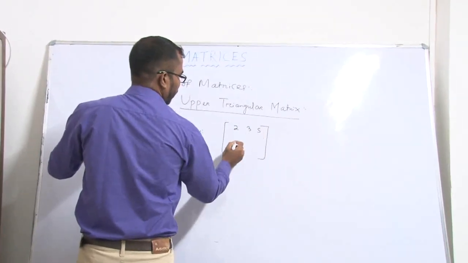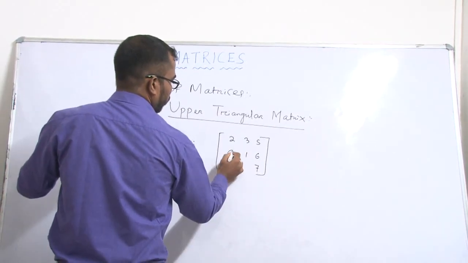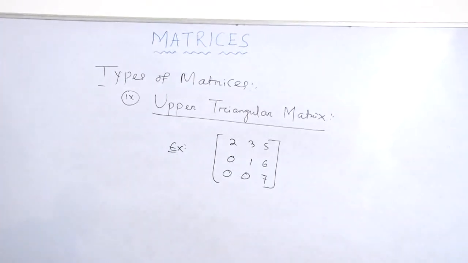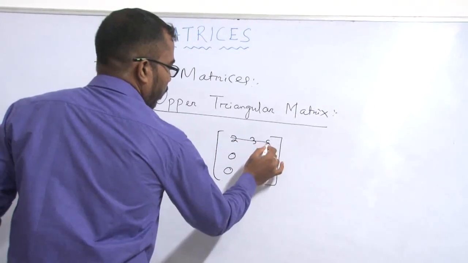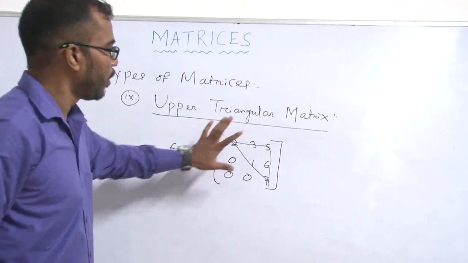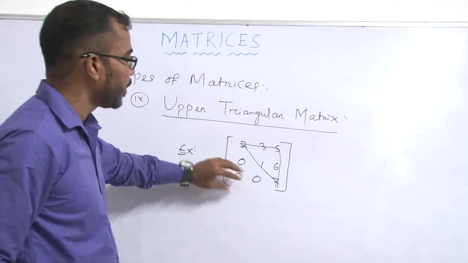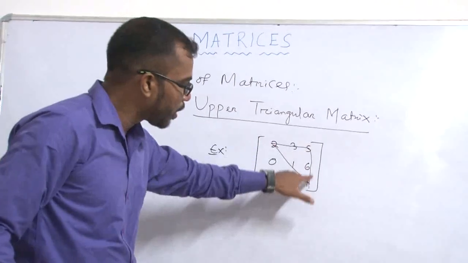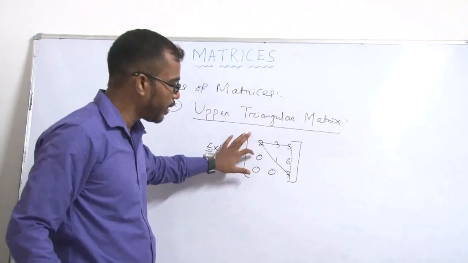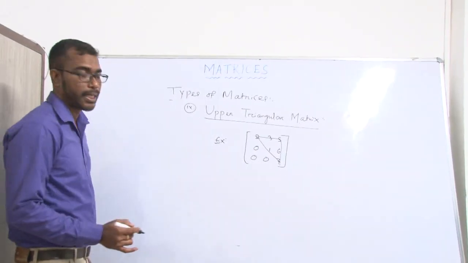That means we can write 2 3 5, 0 6 7, 0 0 1. It is an example of upper triangular matrix. Upper triangular matrix means it is in triangular form, and it is upper triangular matrix. First of all, it must be a square matrix, and its upper triangular portion or upper triangular positions must be non-zero, and other elements are zero. So it is an example of upper triangular matrix.